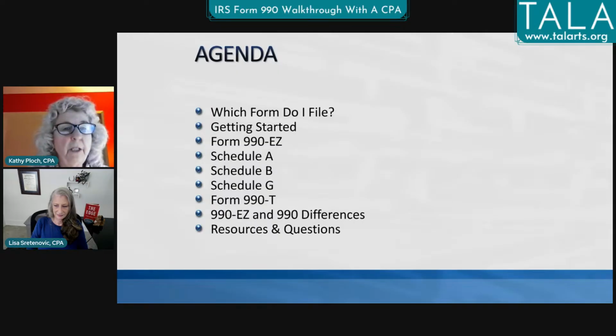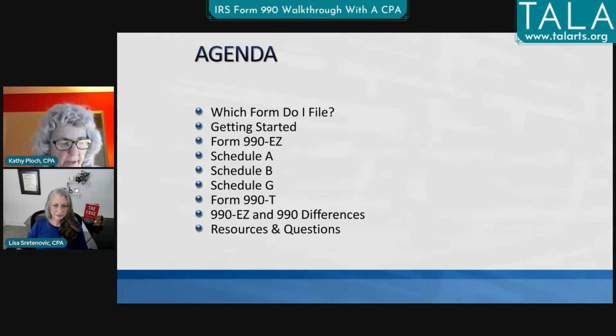The first thing you need to know is which forms am I going to file? There are 3 of them. Sometimes it depends on your income level as far as what you need to file. Getting started, we're going to talk about the 990 EZ. Then there are schedules that are usually common, Schedule A, B, and G. We'll go through what those are.